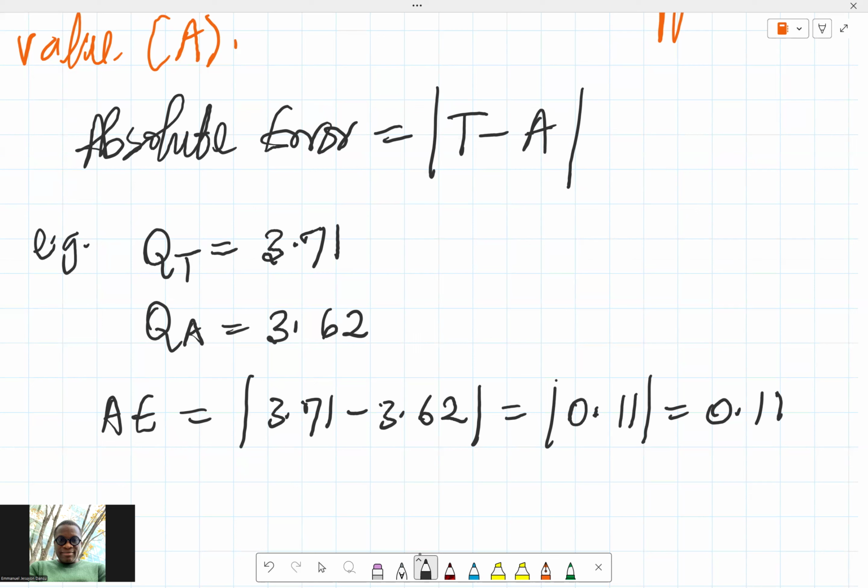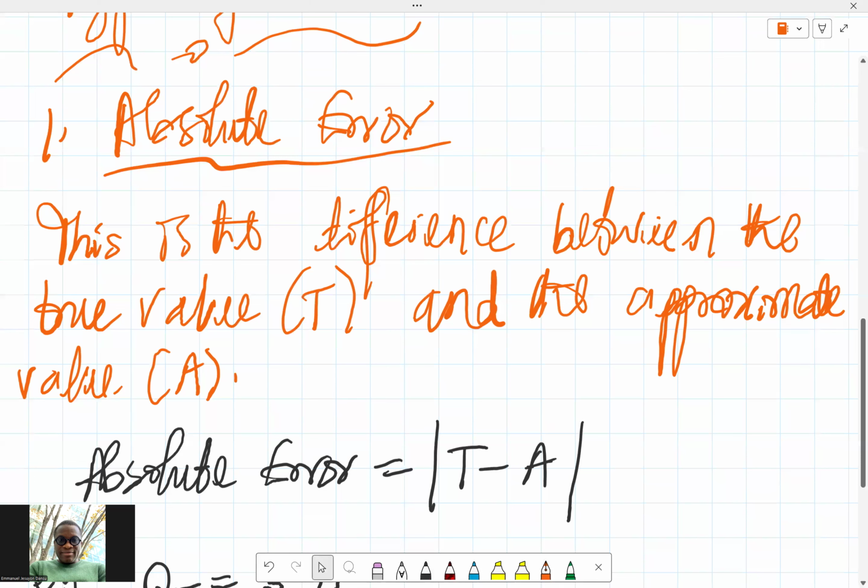We're talking about the absolute value. So even if this was negative, it doesn't make any difference. We just want the magnitude. We don't care about the sign. That's why it is absolute value. So that is the idea of absolute error.